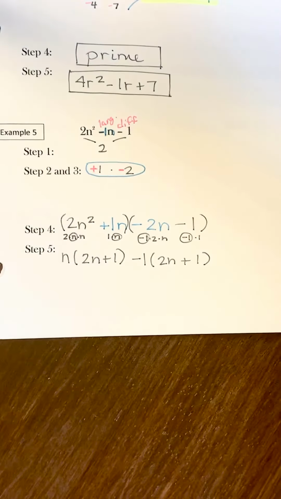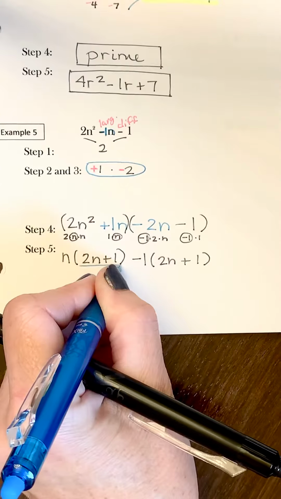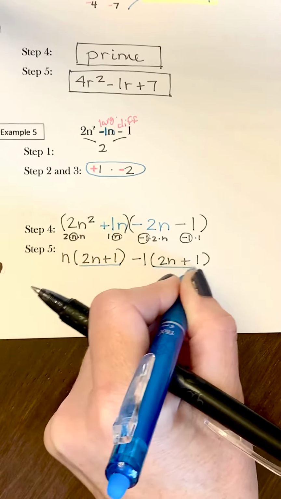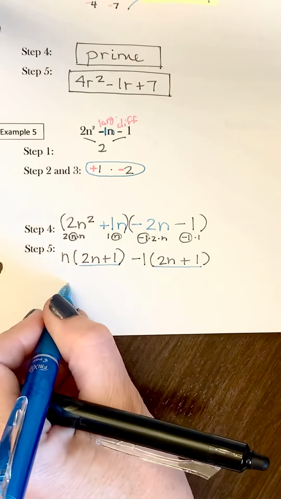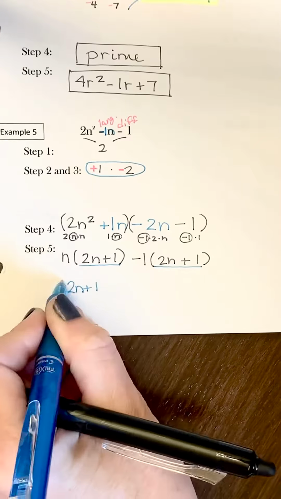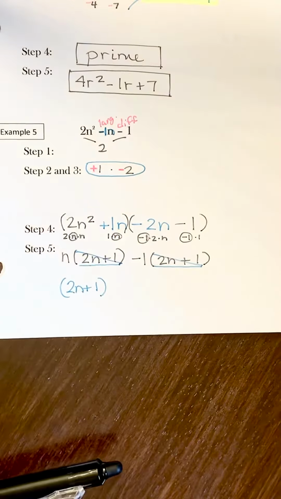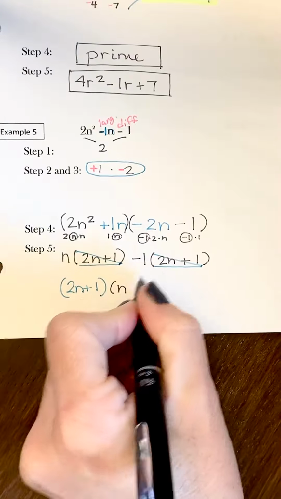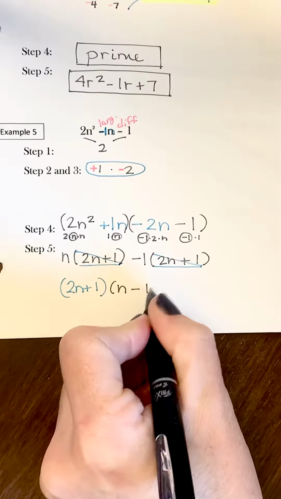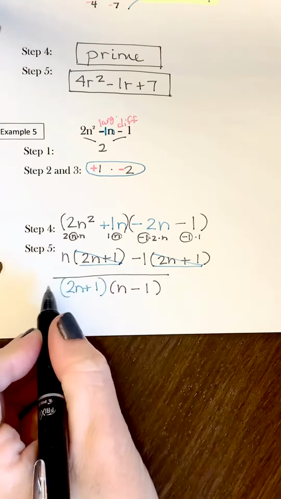Okay, now when we look at our groups, you'll see the first group has a binomial of 2n plus 1. The second group has a binomial of 2n plus 1, so they have those in common. I can factor out the binomial, since it's a common factor, from both groups. When I factor it out from the first group, I'm left with an n. When I factor it out from the second group, I'm left with a -1. So that's the answer.